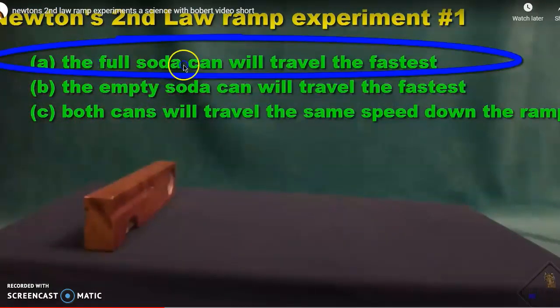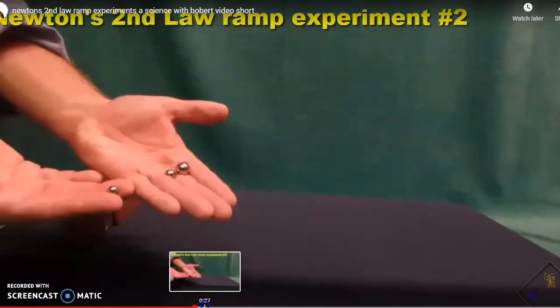So we saw that the full can of soda traveled a lot faster. It rolled a lot quicker down the ramp than our other one did. So let's look at what else we're going to see.